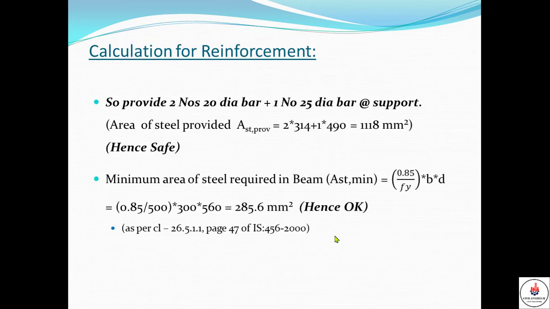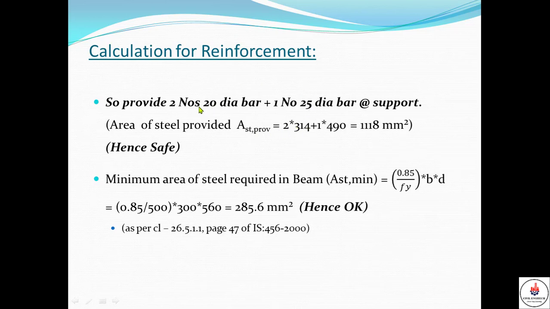In the next slide we have to provide the reinforcement. The required reinforcement is 1066 millimeter square, but we have to provide greater than that. So provide two numbers of 20 diabar plus one number of 25 diabar at support, which totals the area called AST provided, equal to 2 into 314.